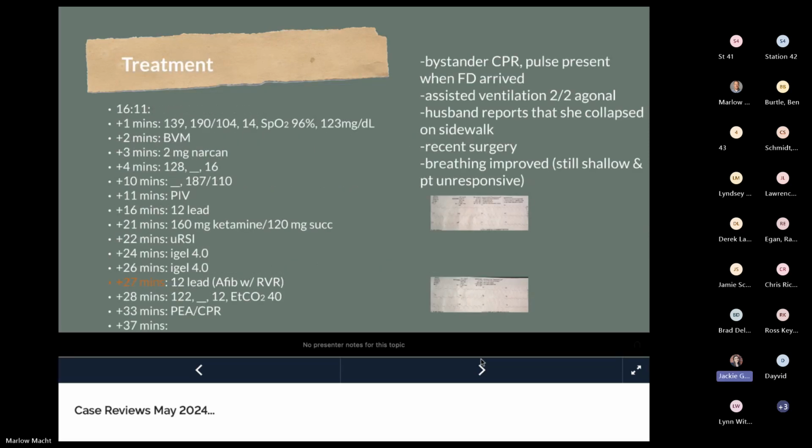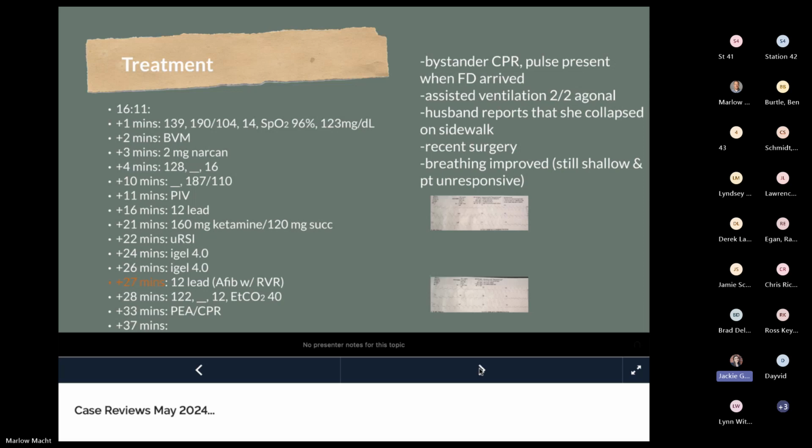The call comes in around 16:11. The first set of vital signs I already presented in the previous slide, and at 2 minutes, they start bagging her. Bystanders had initiated CPR, but when fire arrived, they noted that she had a pulse. They assisted her ventilations because she was agonal, and the husband had reported recent surgery, which I stated previously. They also learned of recent surgery and reports of oxycodone use.